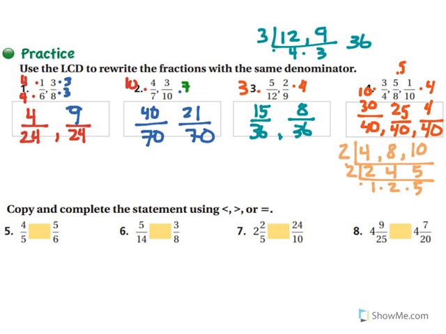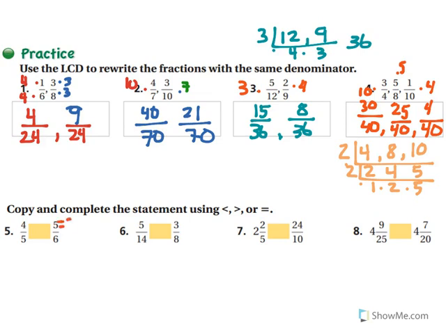Okay, so for number 5, 6, 7, and 8, we want to compare and complete the blanks here. Now I'm going to give you a little hint. One way you could do this is to rewrite them as fractions with the same denominator. Here's another way of doing it. If you have just one simple fraction compared to another, you can do what's called cross products.